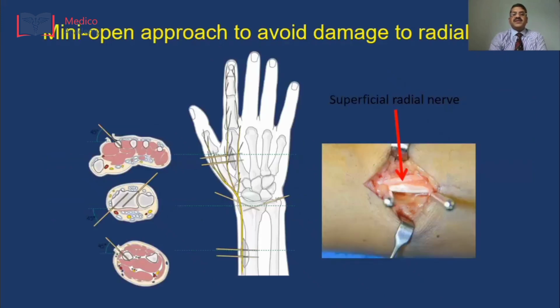So this is a mini open technique, and you can see how close the superficial radial nerve is to the K-wires that you have passed. So it is very easily possible to cause iatrogenic damage.